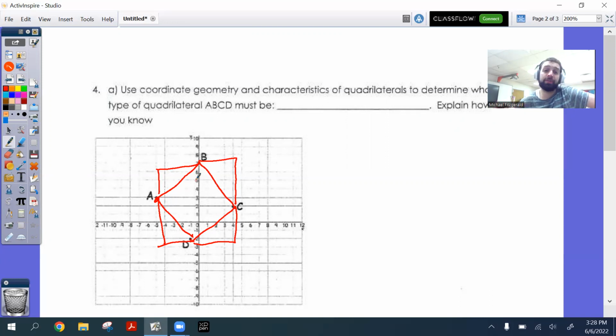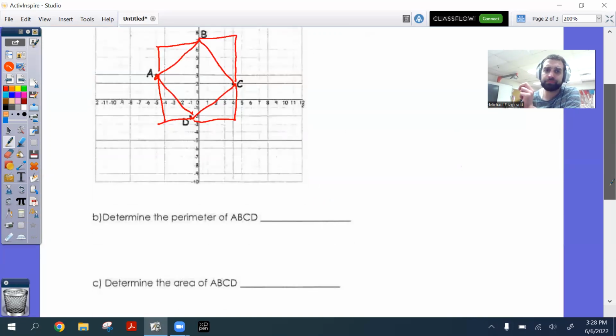I can't do that right now because I can't see it that well. But this thing happens to have two pairs of parallel lines, two pairs of right angles, two pairs of opposite reciprocal slopes, and all these distances happen to be the same. That makes it a square.